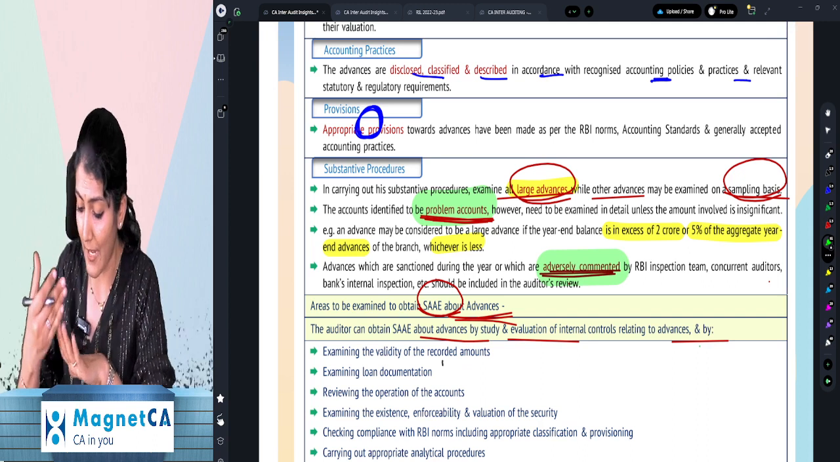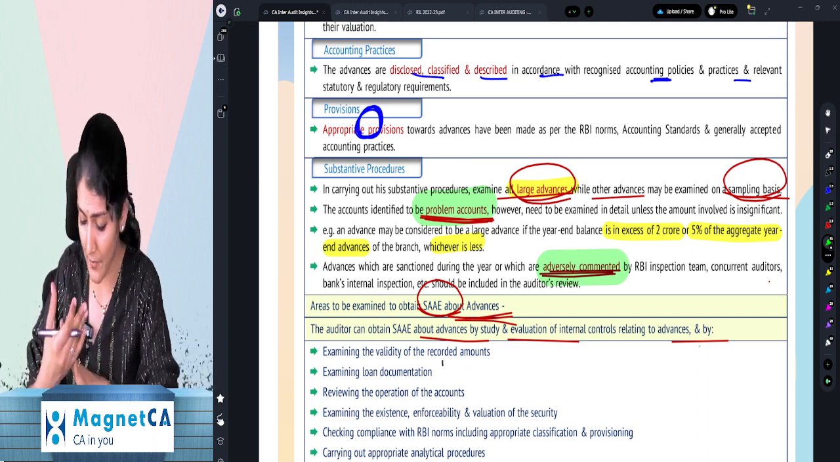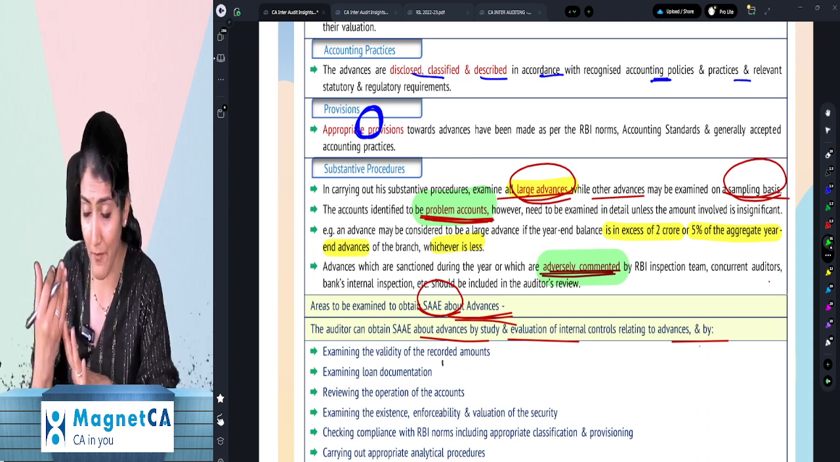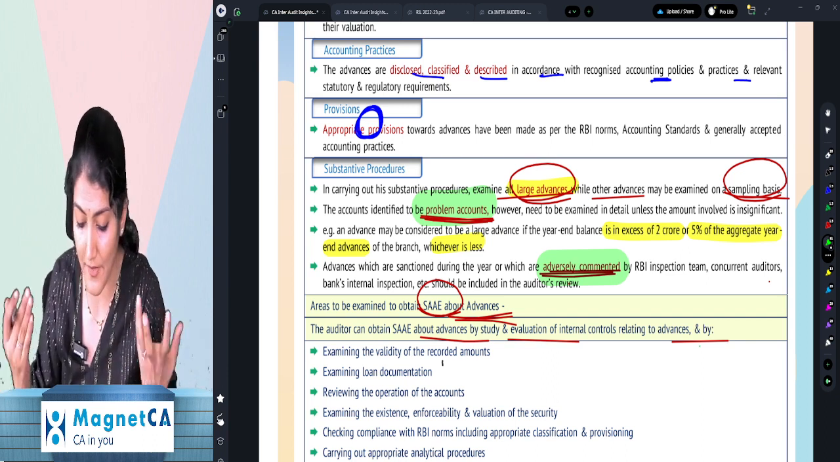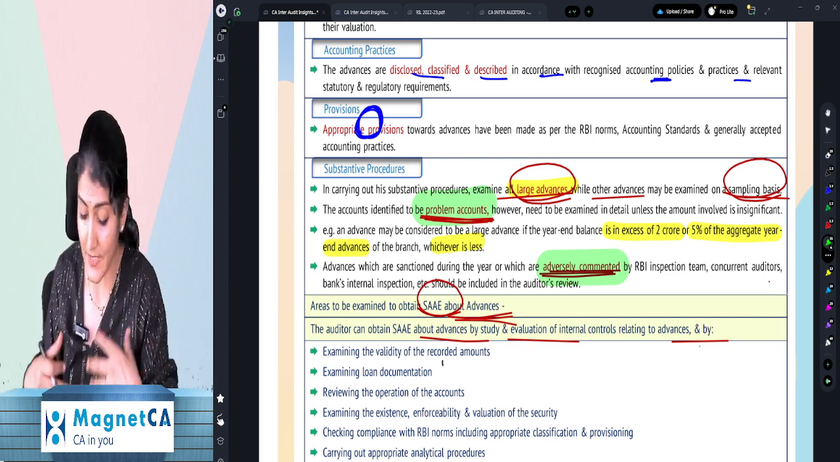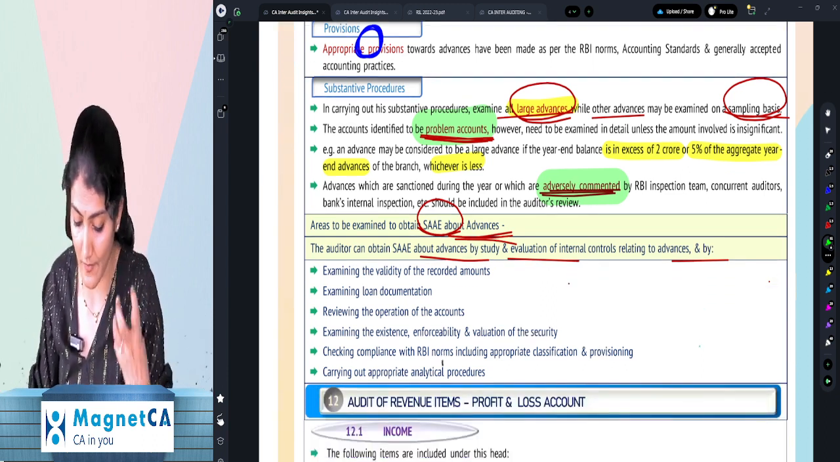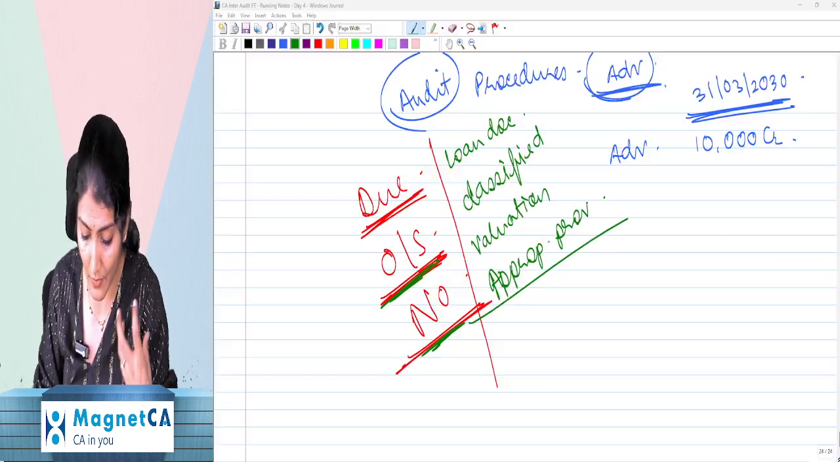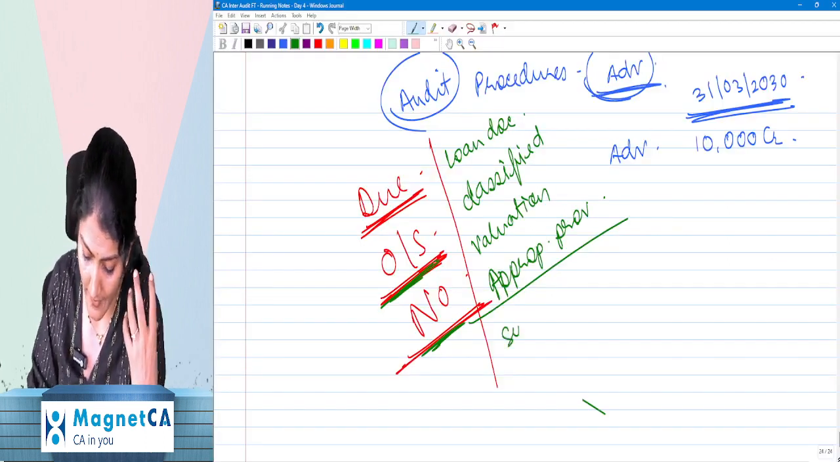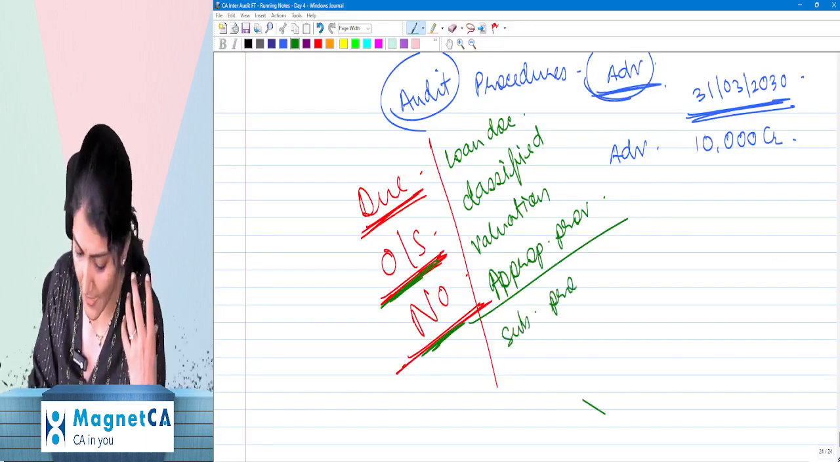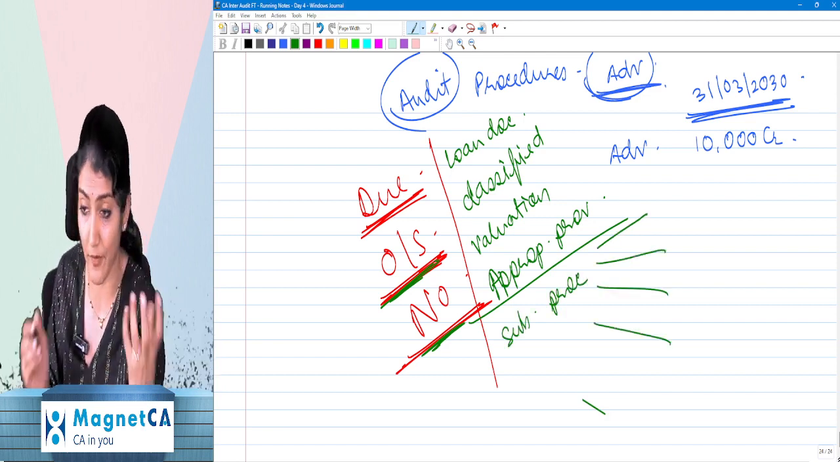Right, so what all types of advances are you going to check? Large advances, small advances, problem advances, and the adversely commented upon advances. And then after that it says, auditor, you need to obtain the SAAE, the substantive procedures, for the four types of advances.